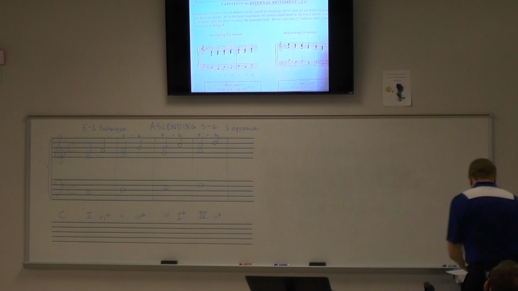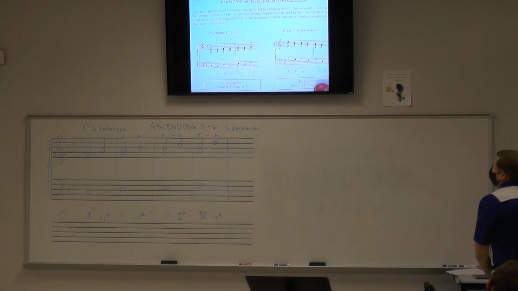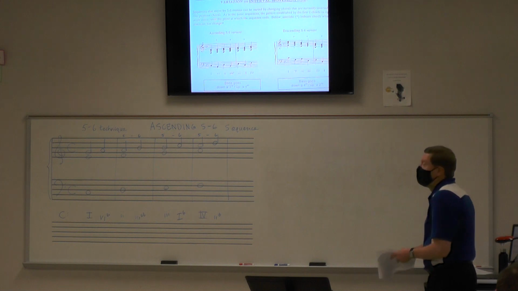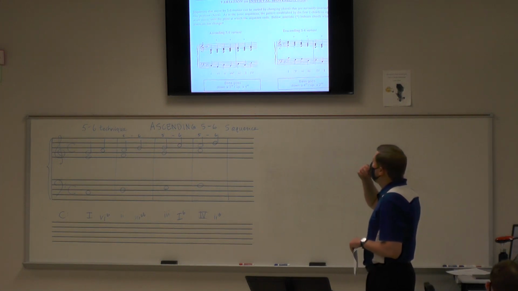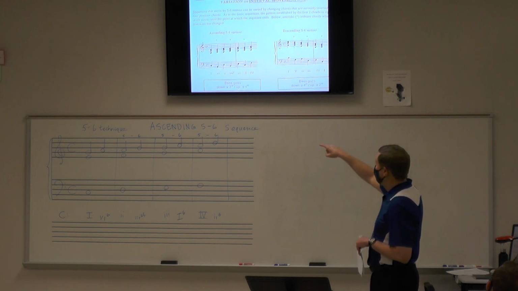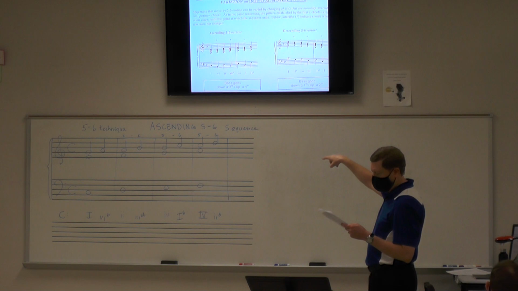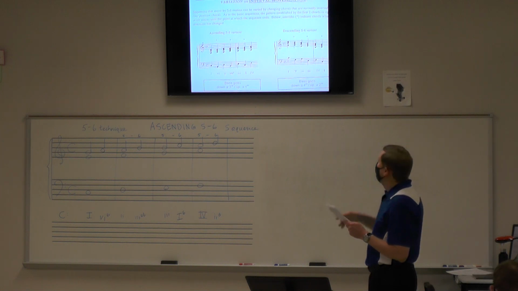What happens when we change all the chords of the ascending 5-6 sequence? What happens when we make them all in root position? Well, we get the ascending 5-6 variant. What is the particular bass line pattern I want you to memorize for the ascending 5-6 variant? It says right there, the bass goes down a third, up a fourth, down a third, up a fourth. Okay.